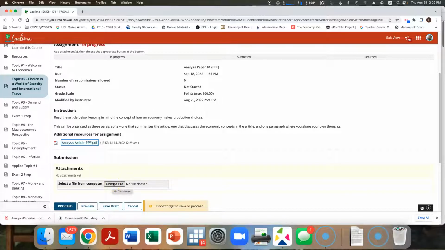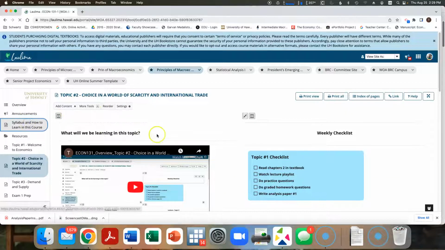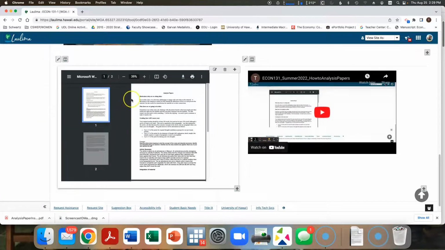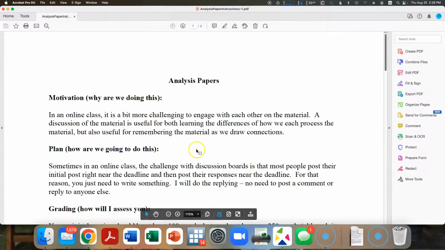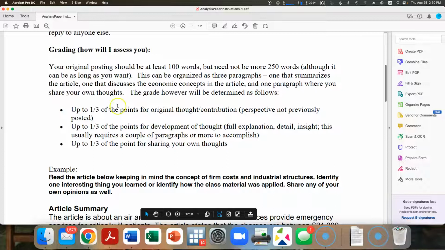For the 3-paragraph structure, I made a document that talks about it. Essentially, the first paragraph is just a summary of the article. That shouldn't be too tough. You have read the article, and in 1 paragraph, you are summarizing it for me. Then it's the second and third paragraphs which are really determining your grade here, and which are really important.